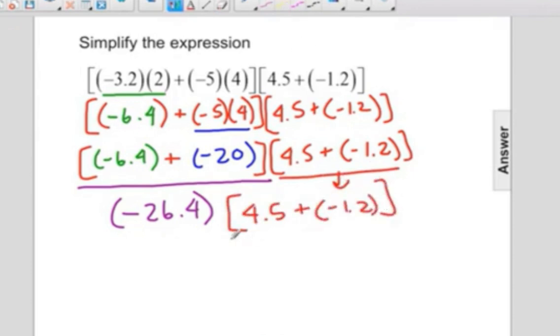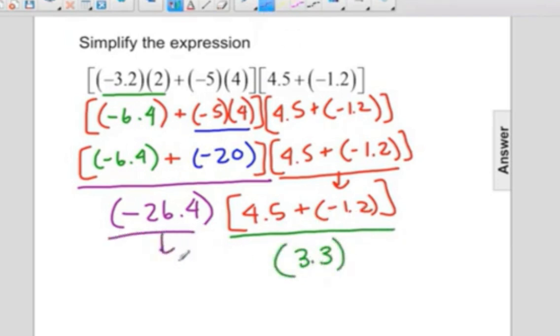So now let's do inside the second parentheses. 4.5 minus 1.2 is 3.3. And so then we bring down this piece, negative 26.4, and now we have a multiplication problem. Those two things multiplied together give us negative 87.12.